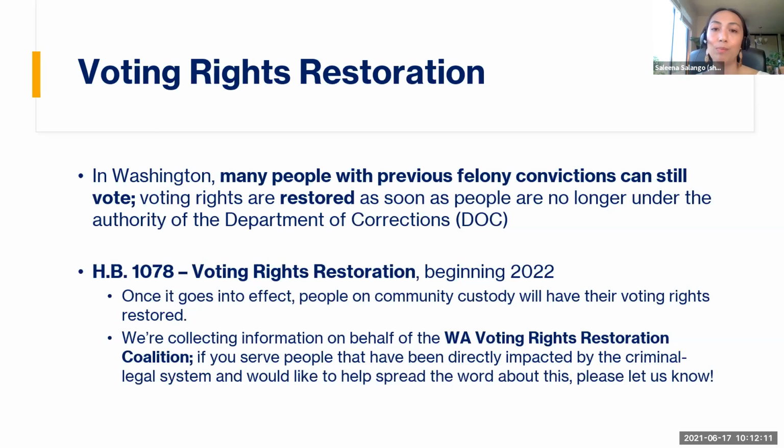We're in this sort of interim period between when that law is going to go into effect. And so we are collecting information on behalf of the Washington Voting Rights Restoration Coalition. If you serve people that have been directly impacted by the criminal legal system and would like to help us spread the word, please let us know. We really want to make sure that nobody is missed in the implementation of this bill. And so we want to get a good idea of where people are going and what are the communication strategies that work best to reach them, to make sure that they understand their voting rights and also feel empowered and want their voice to be heard.